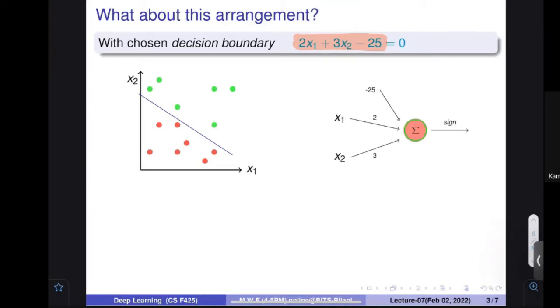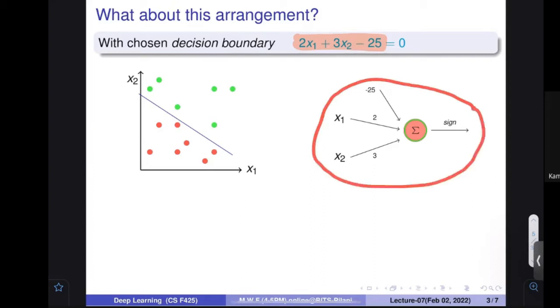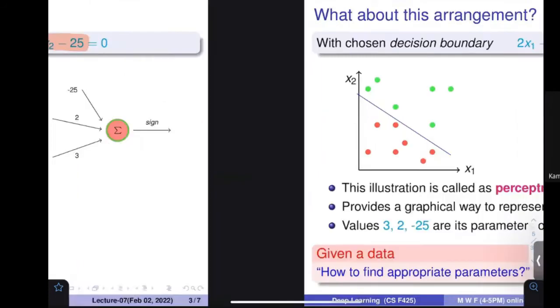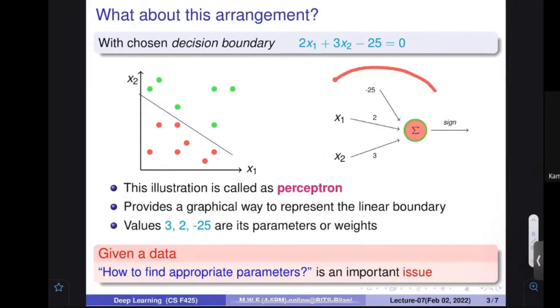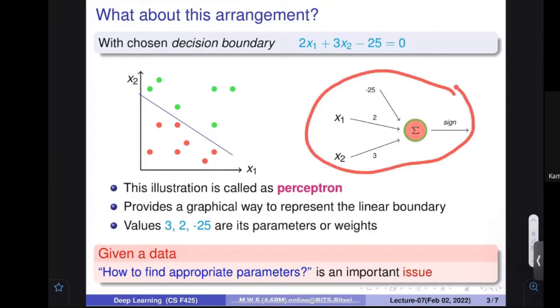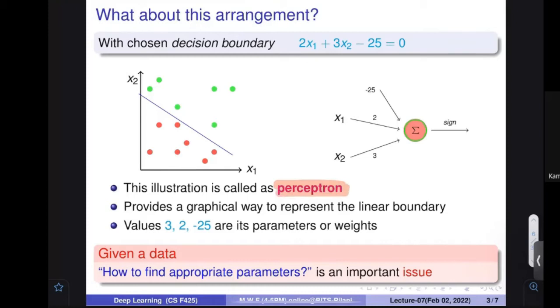Once again, last time I am going to tell, this particular representation, this particular diagram, this particular sketch is representing what? A linear equation. This is given a name also, and the name is called perceptron.